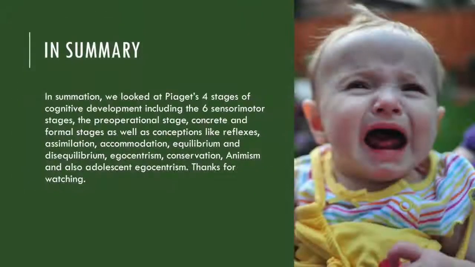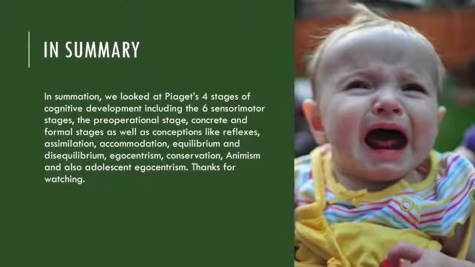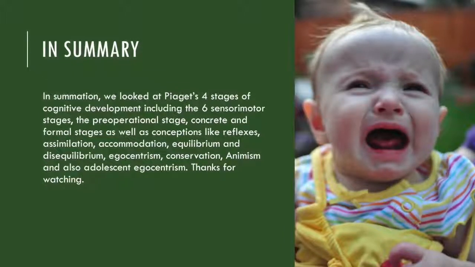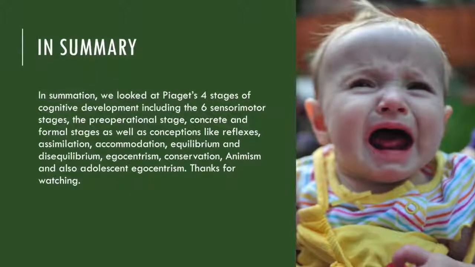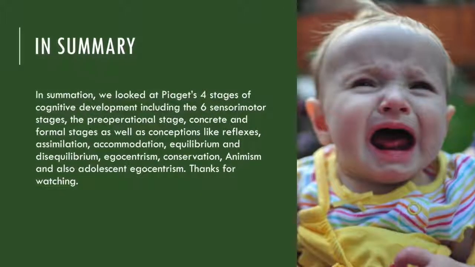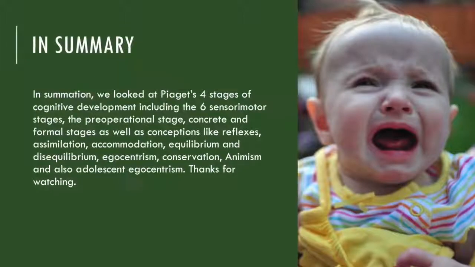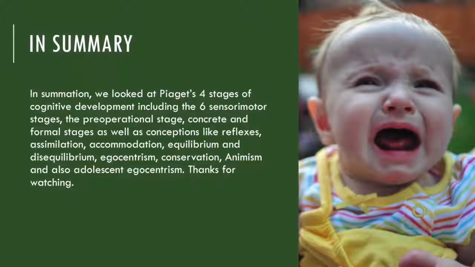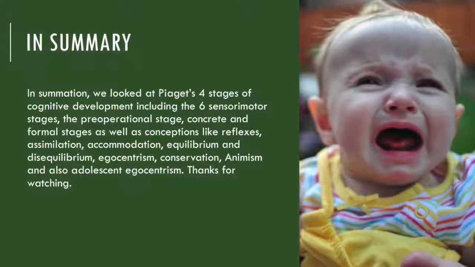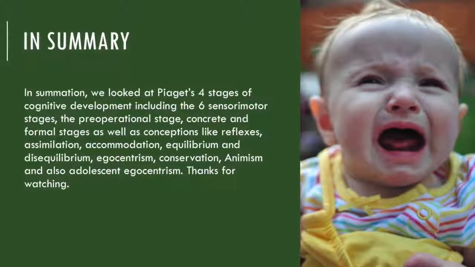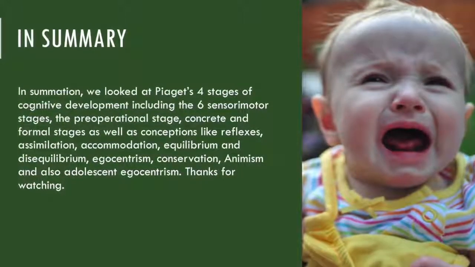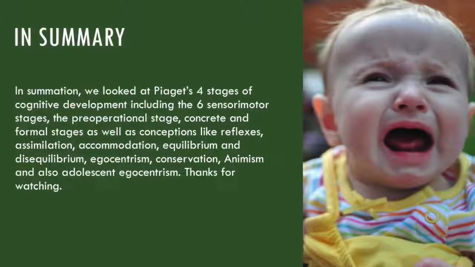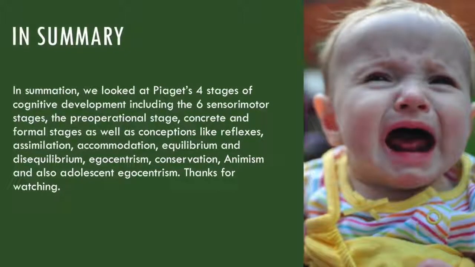In summation, we looked at Piaget's 4 stages of cognitive development, including the 6 sensorimotor stages, the pre-operational stage, concrete and formal stages, as well as conceptions like reflexes, assimilation, accommodation, equilibrium, and disequilibrium, egocentrism, conservation, animism, and also adolescent egocentrism.